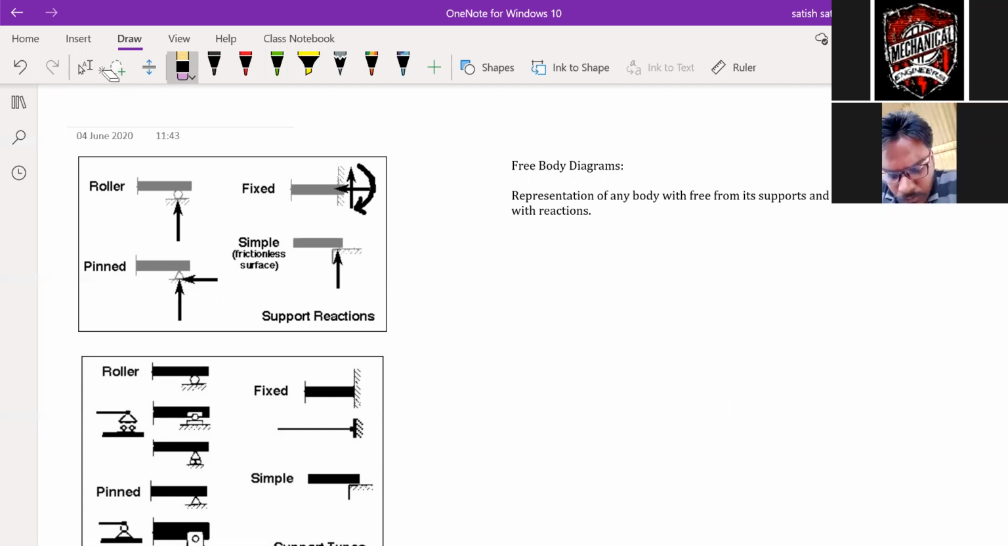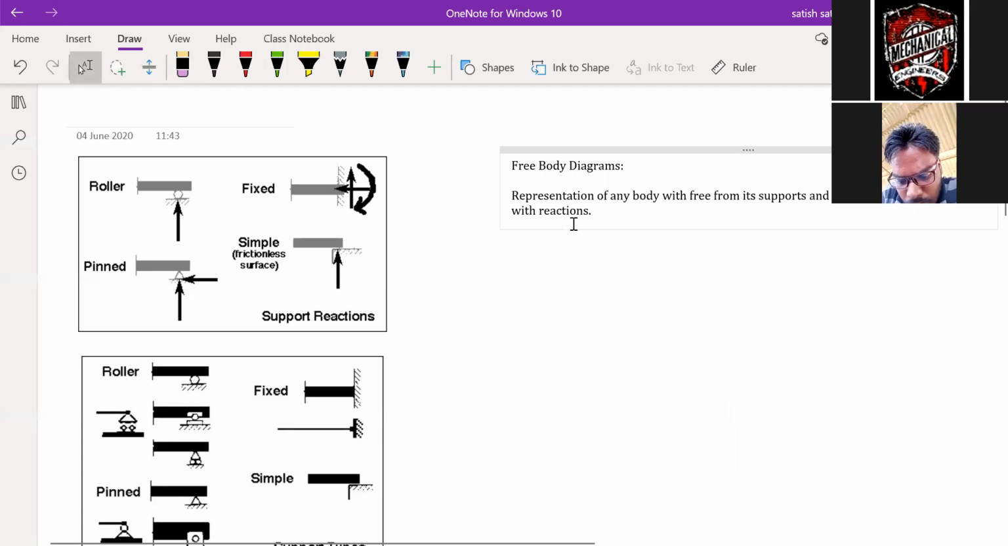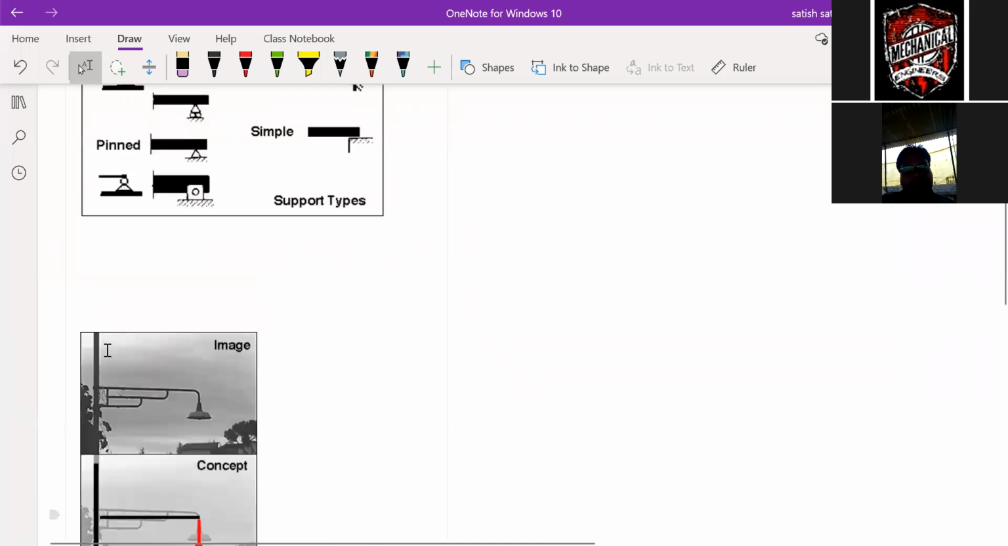Now we'll see some practical applications, where this free body diagram is applicable, or where we can see structures that we need to analyze using a free body diagram. Suppose in this diagram, see here there is one image, it's like a street lamp. There is some support, and at this end the light is there.